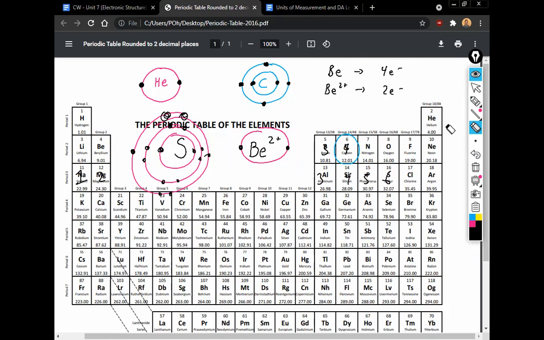So if you guys notice, what element does beryllium look like? Yeah, it looks exactly like helium. Okay, the only difference is that in the nucleus, beryllium has more protons. So Be2+ is actually smaller than helium because there are more protons, which pulls the electrons in tighter. We'll talk about that next unit, but just keep that in mind. All right. Any questions on that?